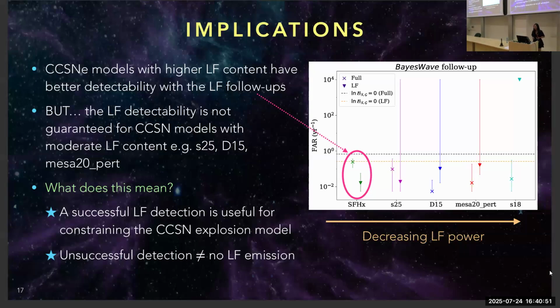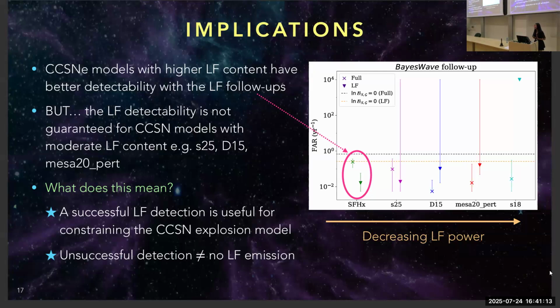The implications of our results are that core collapse supernovae models with higher low frequency content have better detectability with these low frequency follow-ups. But this sort of LF detectability is not guaranteed. As we saw before with the spectrograms, S25 and, I can guarantee you as well, D15 and MESA 20 have some sort of SASE, but they're not always detectable.